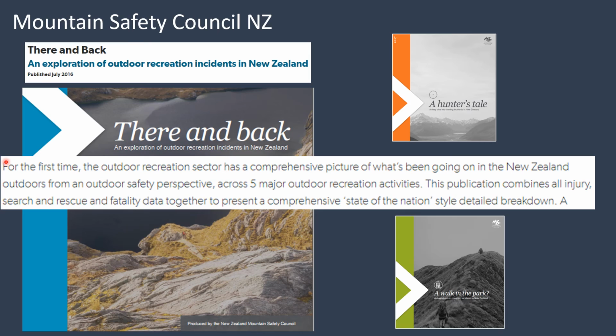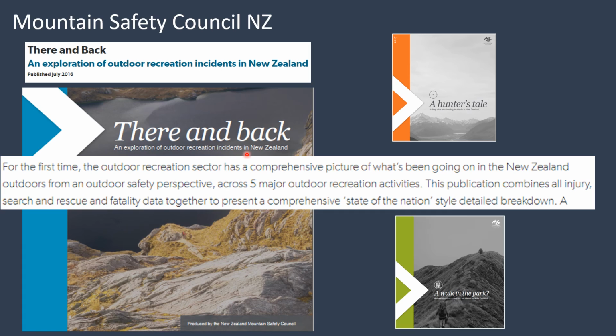So the Mountain Safety Council did some very thorough research. In 2016 they pulled together a big report called There and Back, which was trying to gather huge amounts of data in 5 different areas, and came up with some really key learning in a whole variety of different facets of these outdoor recreation activities. So we spent a bit of time in class looking at the learning from that.